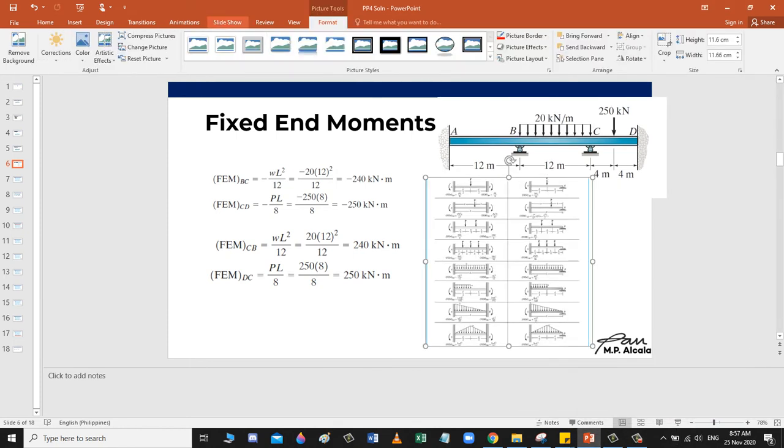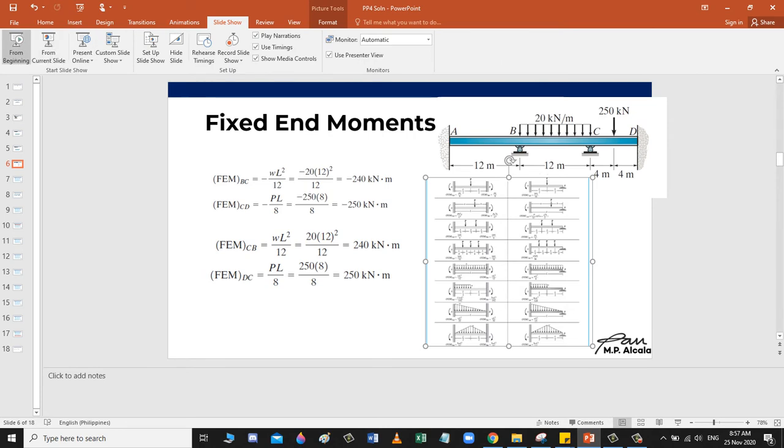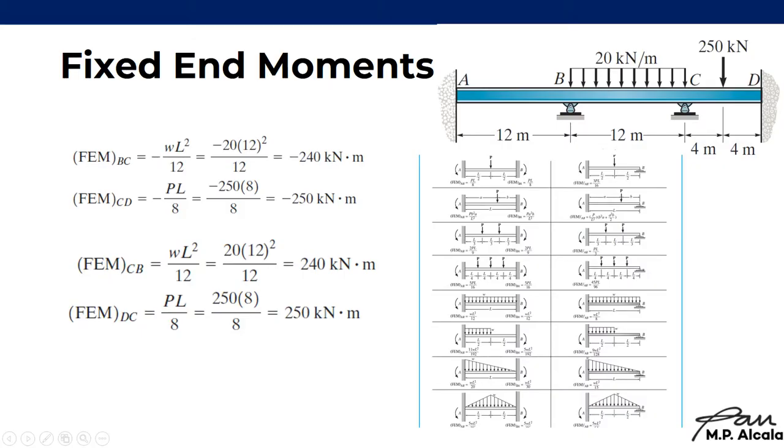Sorry about that. I forgot to copy the formulas. So in this case, we are now to identify the fixed end moments of the following segments: AB, BC, and CD. Now, question: why do we not have any fixed end moment at AB? In this case, because you don't have any load for the segment AB.